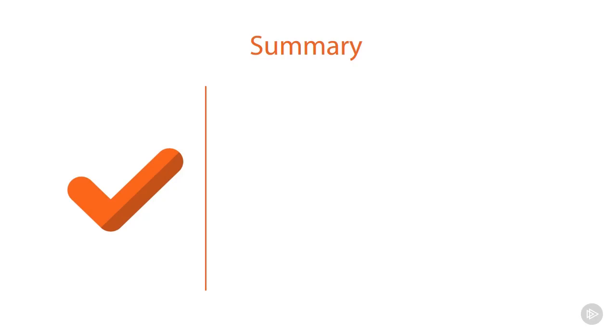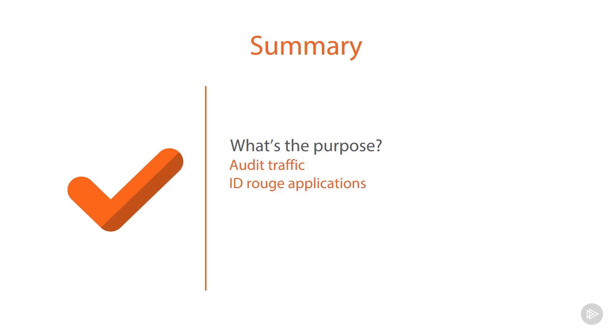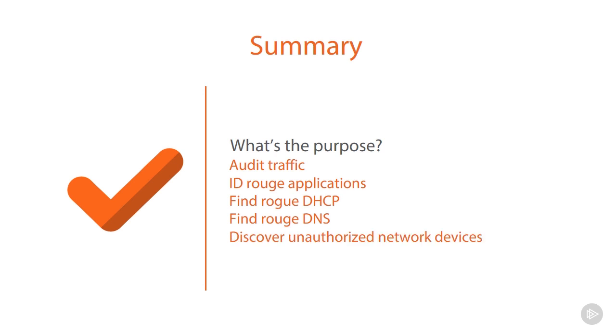So in this module, we went through and took a look at how we do pen testing as far as sniffing is concerned. We talked about the purpose. Again, the purpose is to audit traffic, to discover rogue applications, as well as rogue DHCP servers and rogue DNS servers. Again, while you're doing this process, if you find some of these devices out there, you need to make sure you take care of them right away. And then we also talked about that we use this type of pen test to discover unauthorized networking devices.